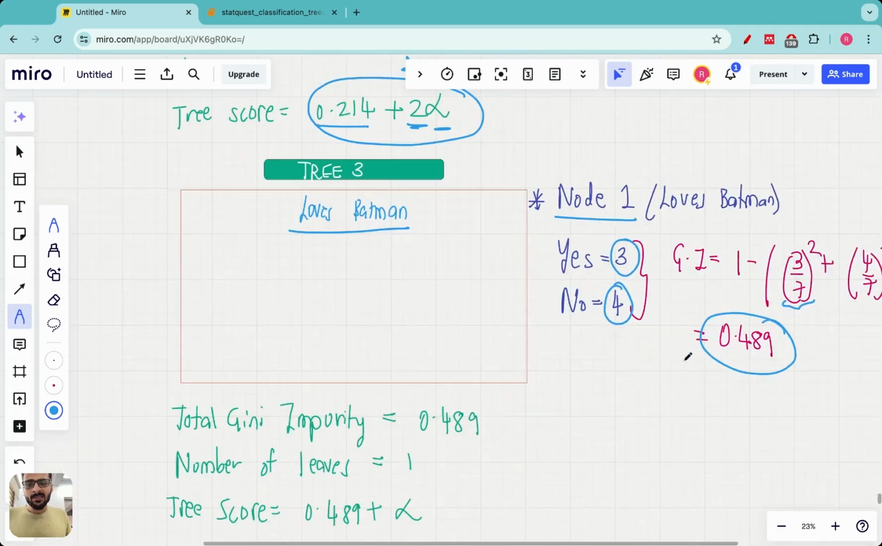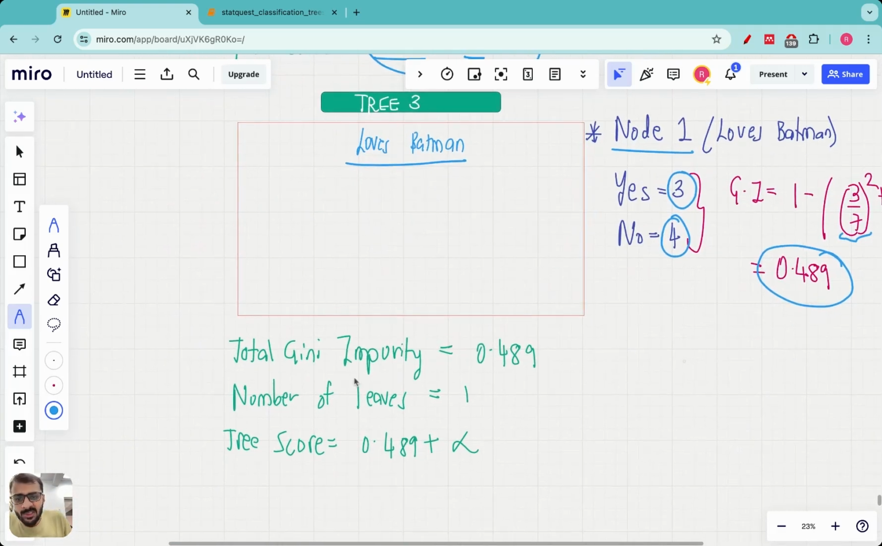So for tree number 3, let's calculate the tree score now. The total Gini impurity is 0.489 because there was only one node. So we don't need to take the weighted average. And the number of leaves is equal to 1. So the tree score is equal to the total Gini impurity plus the number of leaves into alpha. So number of leaves is equal to 1. So the tree score is equal to 0.489 plus alpha. So that is the tree score for tree number 3.